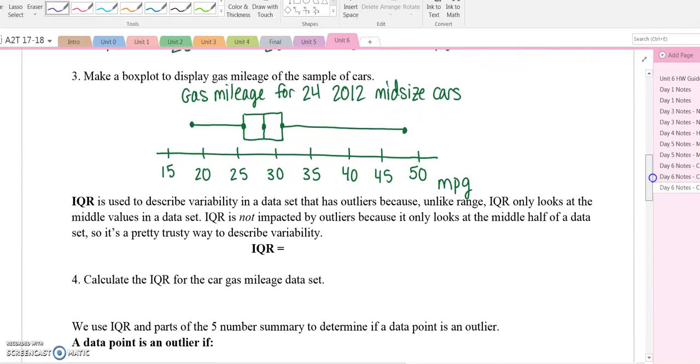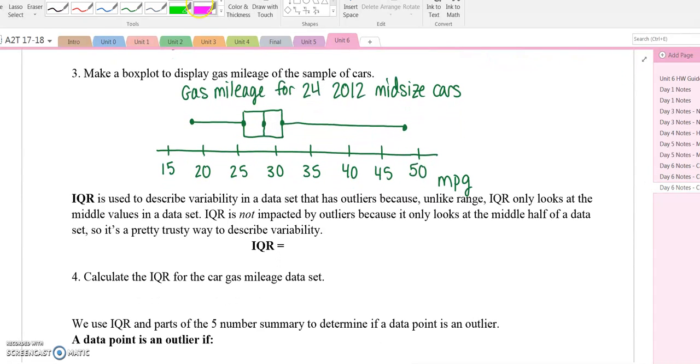So we have another value that is not impacted by outliers. It is resistant to outliers, just like the median, because it only looks at the middle half of your data. So we don't really care what's happening on the ends for the IQR. The IQR stands for interquartile range, but instead of doing max minus min, the IQR does Q3 minus Q1. So that way it's not affected by those really big and really small numbers because those are out past Q3 and Q1. We're only focused on the middle values.